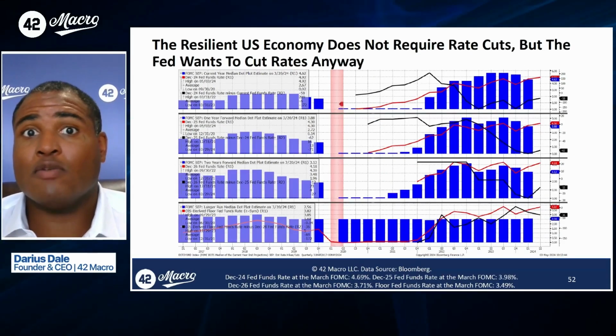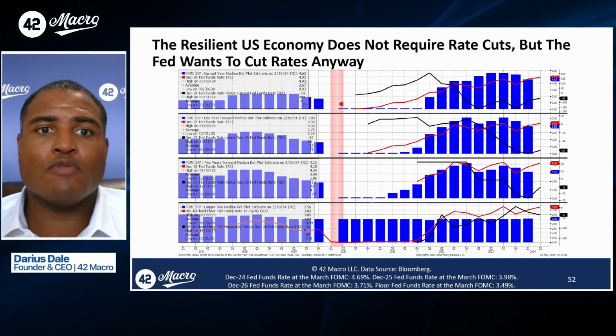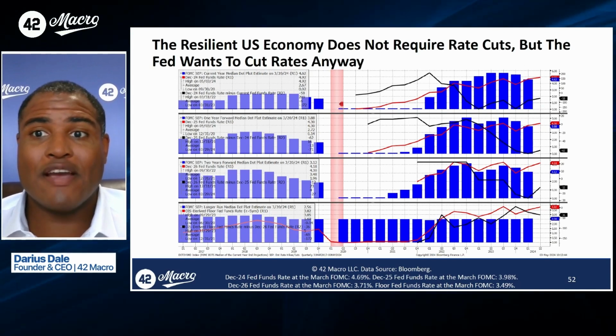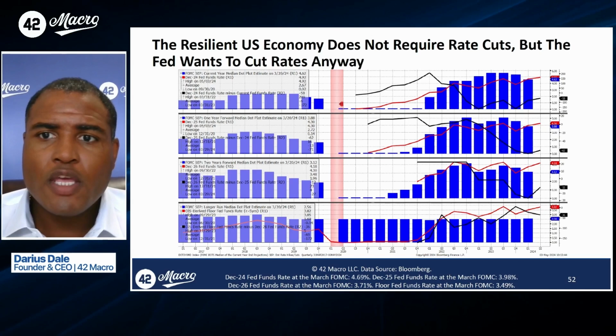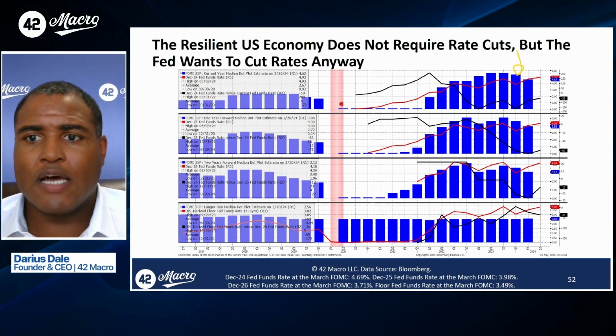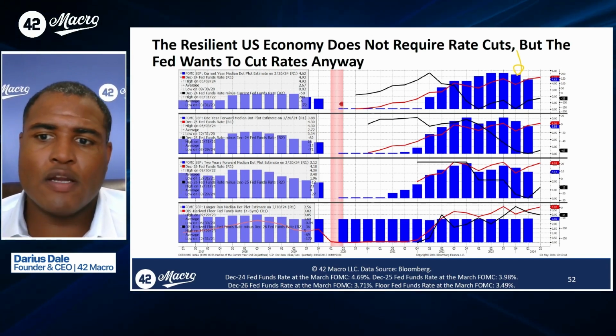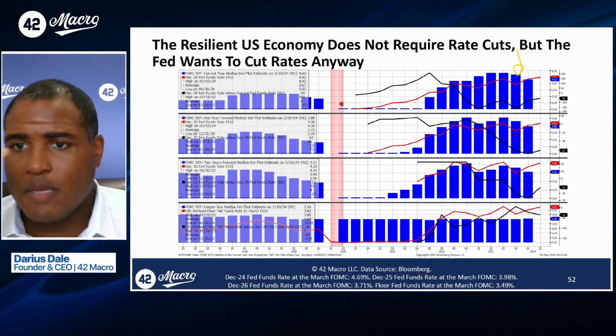Shifting gears to the U.S., so going back to our Jay wants a soft landing theme. The resilient U.S. economy does not require rate cuts, but the Fed wants to cut rates anyway. So if you look at the blue bars in this chart, this chart indicates the dot plots. Current year in the top panel, 1 year forward dot plot, so 2025, in the second panel, 2026 in the third panel, and the long run dot plot in the bottom panel there.